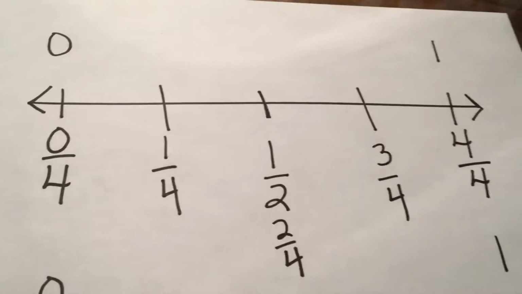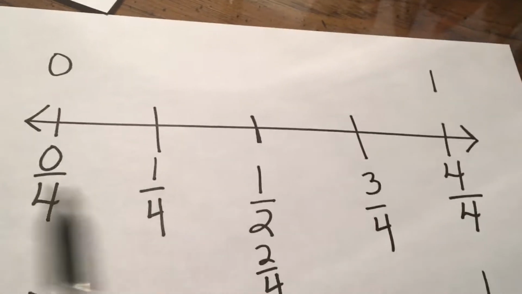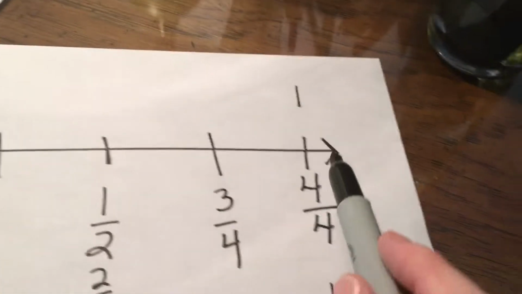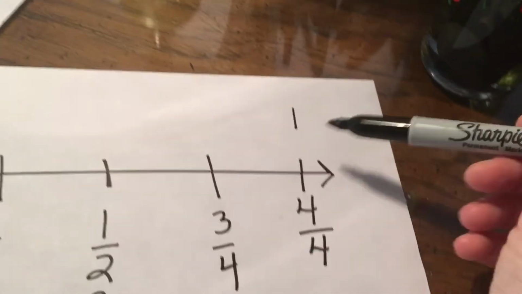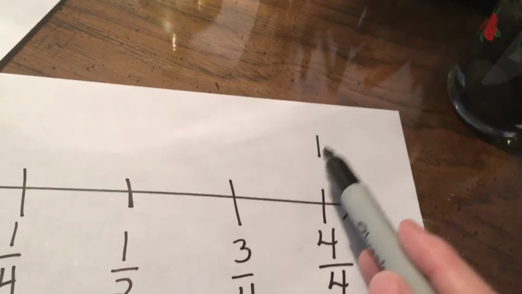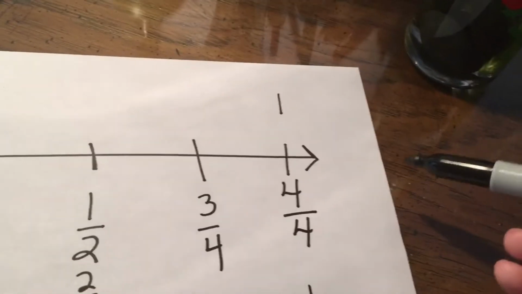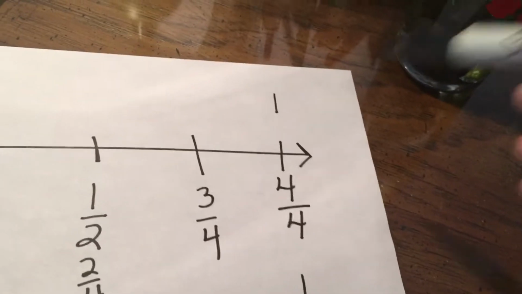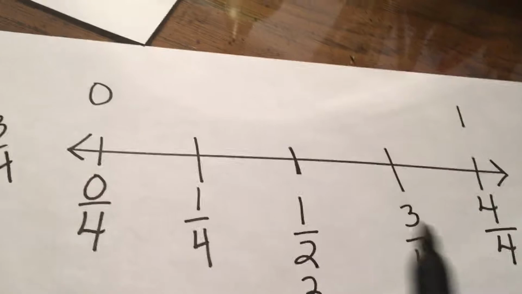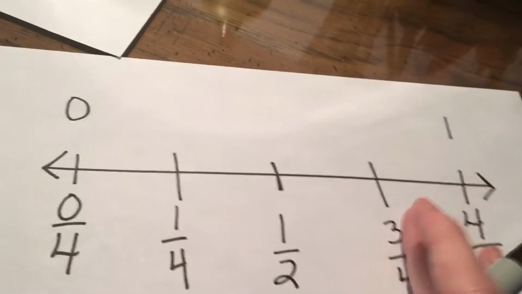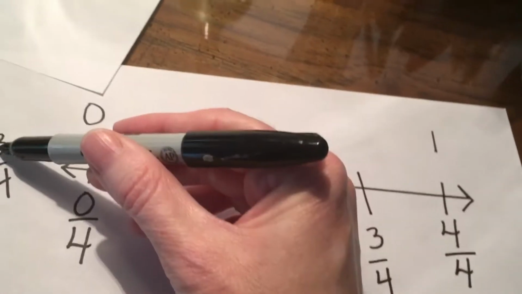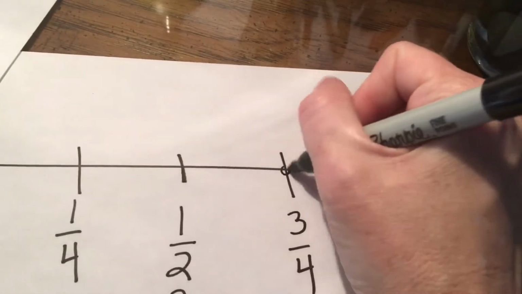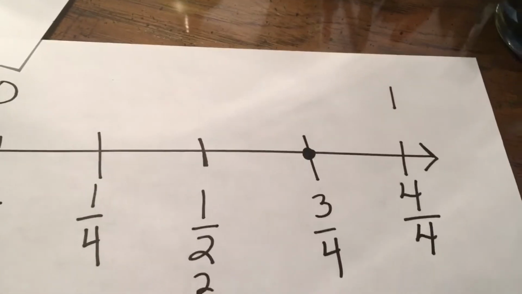And remember, our fractions are always between our whole numbers. If this were to go on to 2, then I would make fourths between 1 and 2. It would be 1 and 1/4, 1 and 2/4, or 1 and 1/2, 1 and 3/4, and then 2. Okay, but we're only talking about the fractions between these two numbers. So 3/4, I'm going to put a dot where that is.